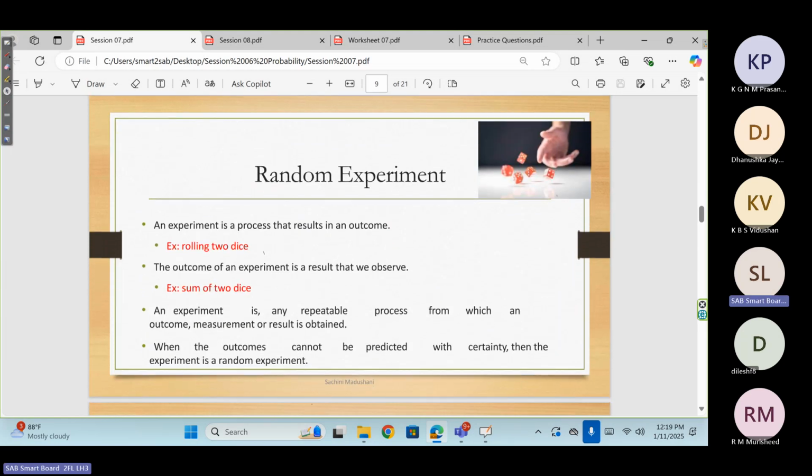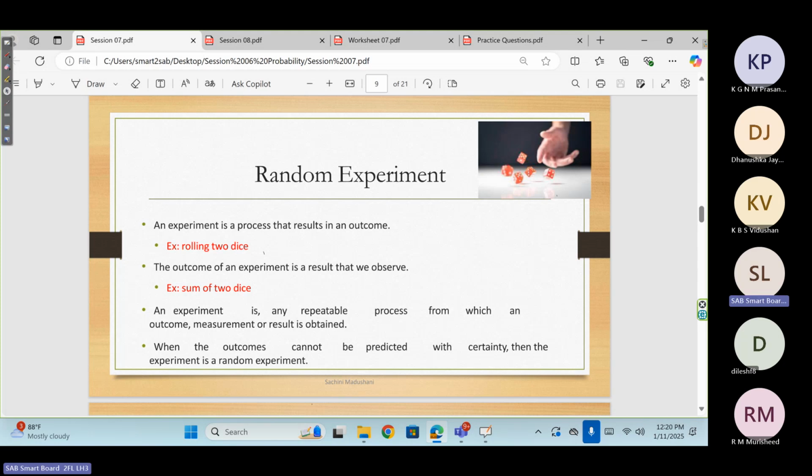Next, we move into the basic concepts in probability. These are the words normally used in probability concepts. First, we need to identify what an experiment is. Experiment normally means a process. Why do we conduct the process? To get the outcome, to see what kind of result. So an experiment is a process that results in an outcome. Tossing a coin and rolling a dice are all experiments.